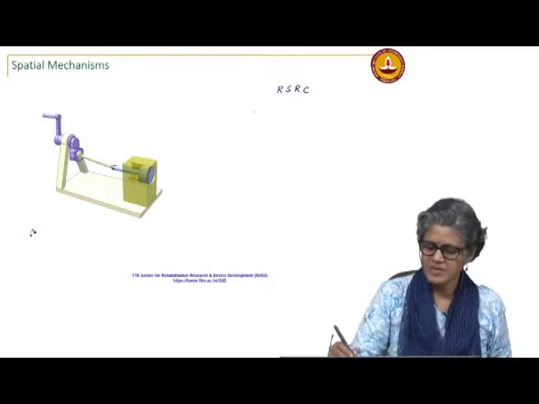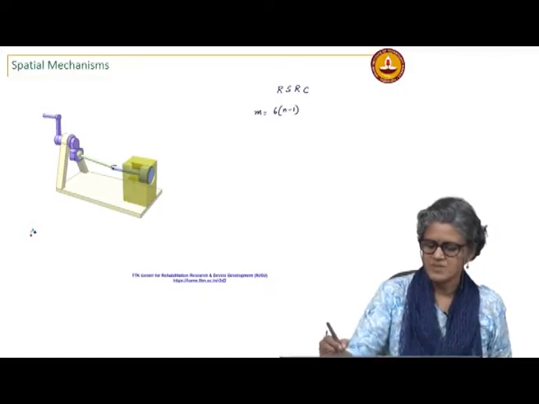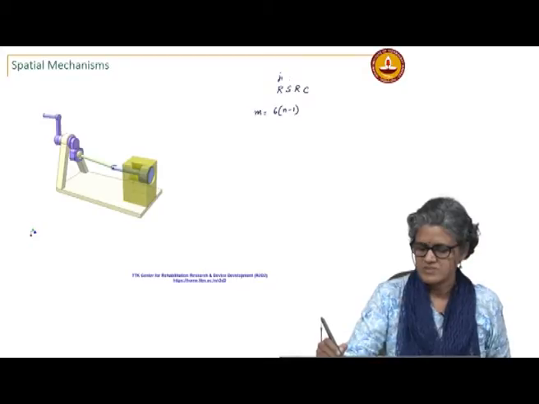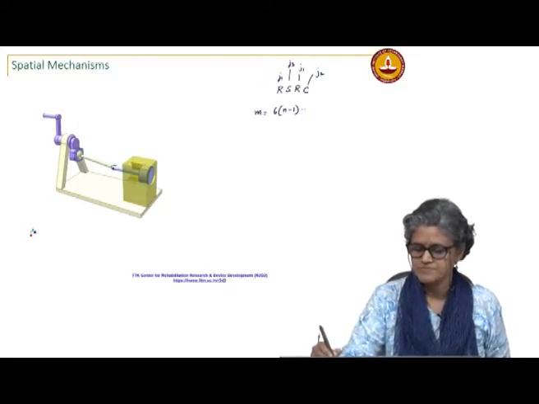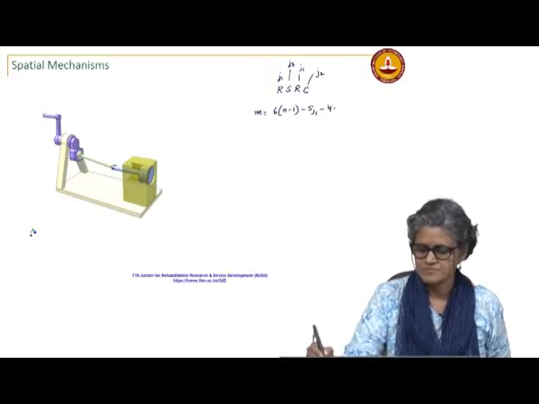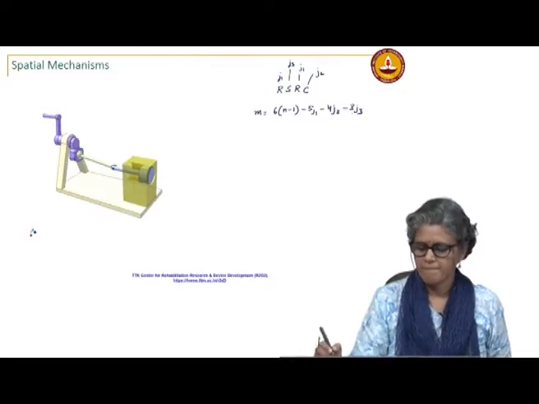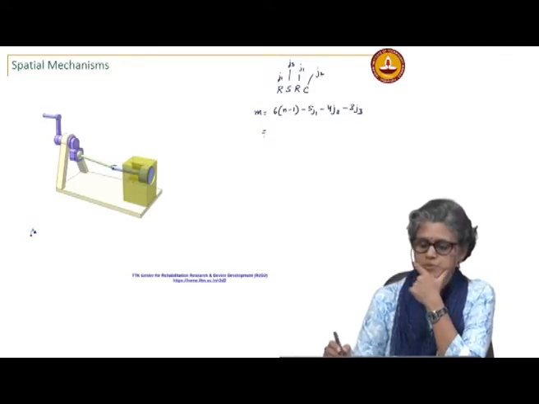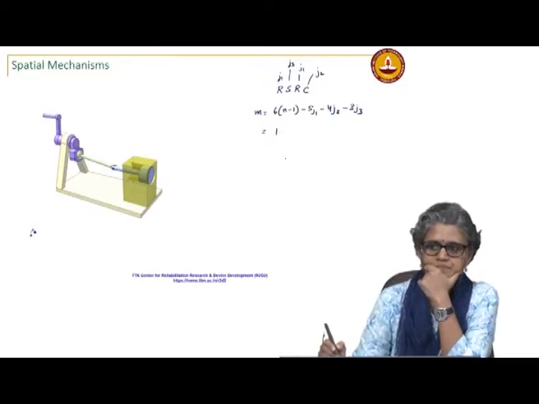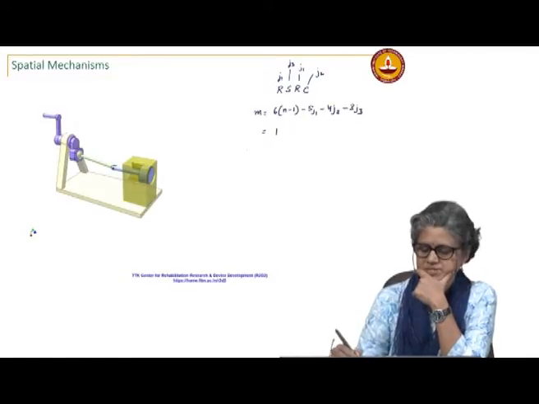So, now do the mobility for this. This is a J1, this is a J3, this is a J1, this is a J2. What do you get for the mobility? Are you sure? The mobility of this mechanism is 1. So, this is a spatial slider crank.